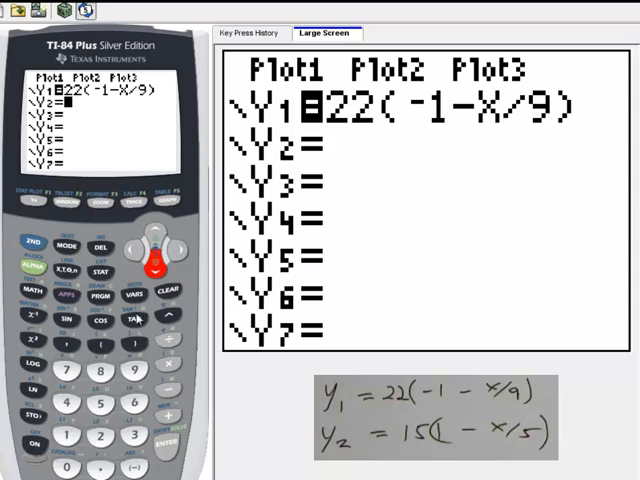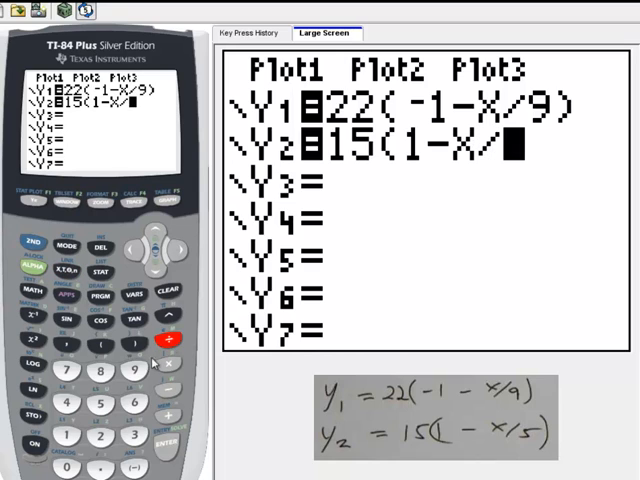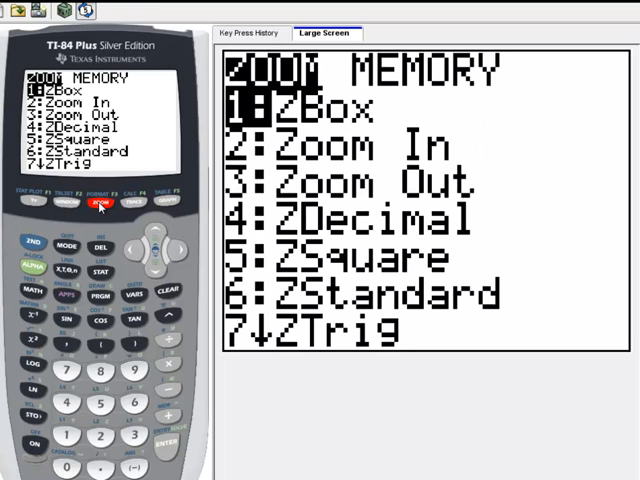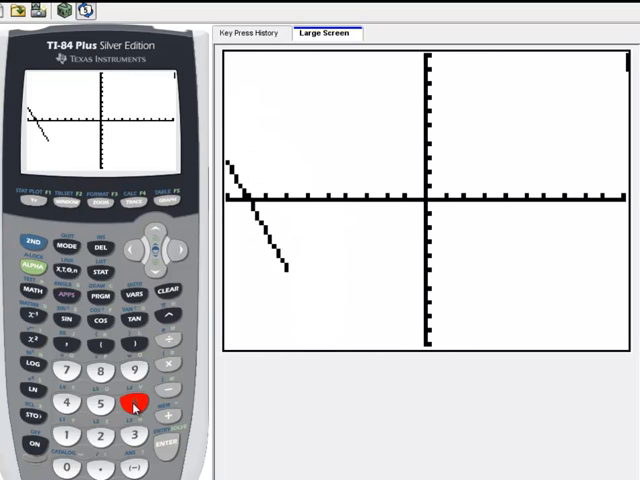Okay, and our y2, we've got 15, parenthesis, 1 minus x divided by 5, parenthesis. Alright, as a starting coordinate system, probably the standard one is a good place to at least get started, and for that, it's a matter of going zoom, standard number 6.